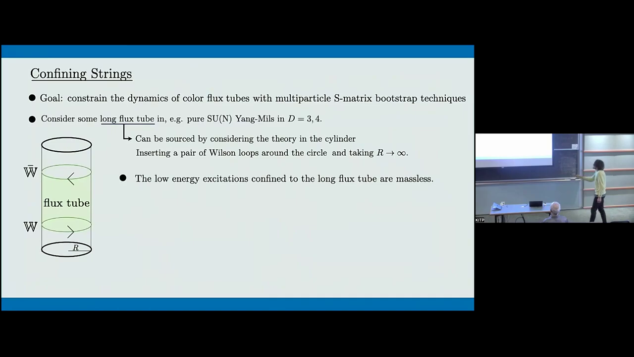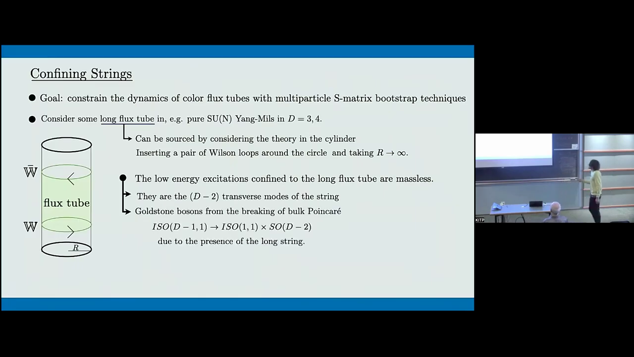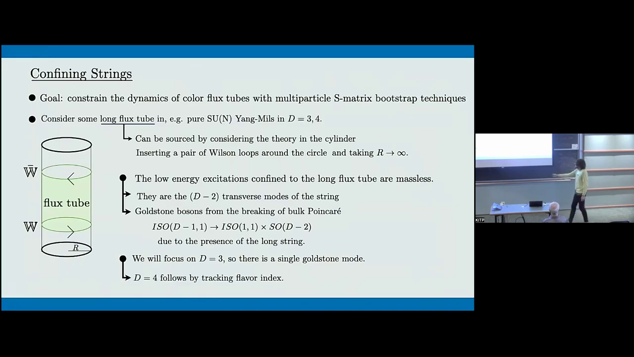Now, the low energy excitations on top of this flux tube are massless, as Victor reviewed yesterday. They are nothing but the transverse modes of the string, and they are nothing but the Goldstone bosons from the breaking of the bulk Poincaré to the presence of the long string. We break it from d-dimensional Poincaré to Poincaré on the worldsheet times transverse rotations. We'll focus today on D equals 3, for which there's a single Goldstone mode. But we could totally generalize the techniques to D equals 4 by keeping track of some flavor index.